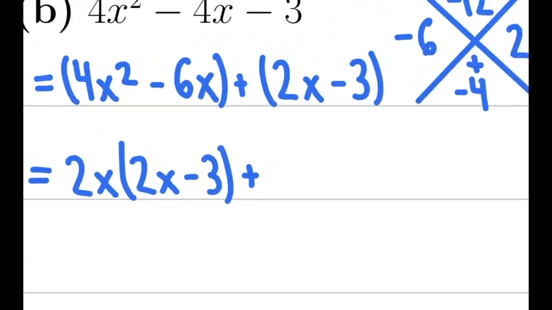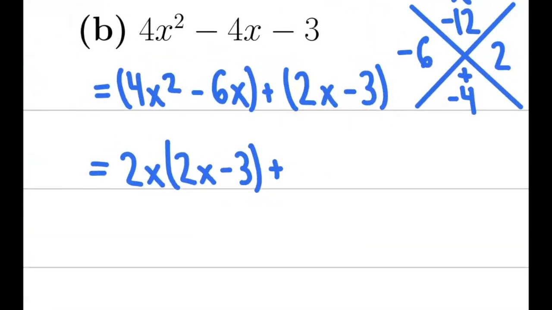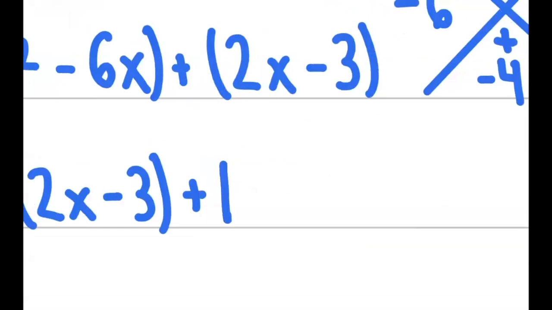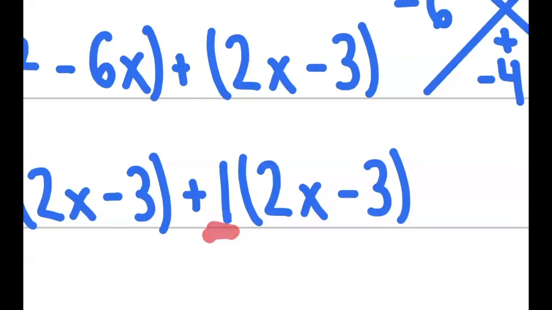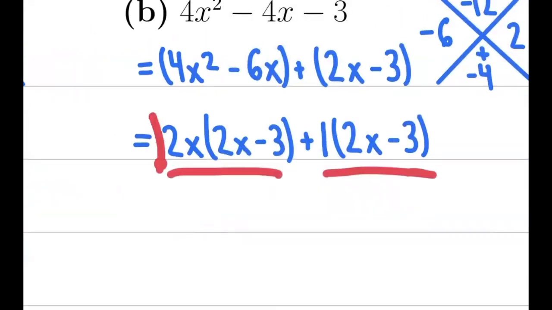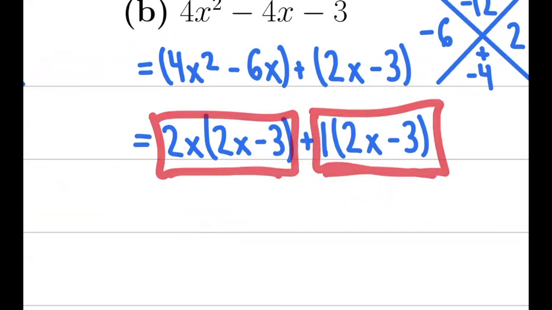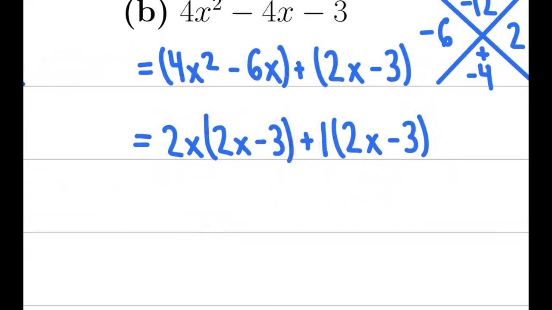And what can I take out from the last two terms? Nothing really. The greatest common factor is 1. So I'm just going to emphasize that we can't do anything there. I'm going to put a 1 in the front and say there's 1 times 2x minus 3. But now if you look at these two terms, what's the greatest common factor? What can I pull out from those two terms here? 2x minus 3. Yes, 2x minus 3. So you're going to get 2x minus 3 times 2x plus 1 right here.